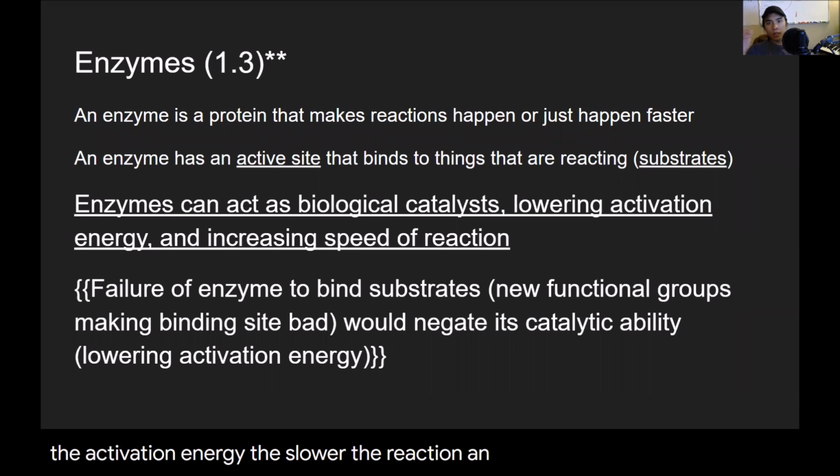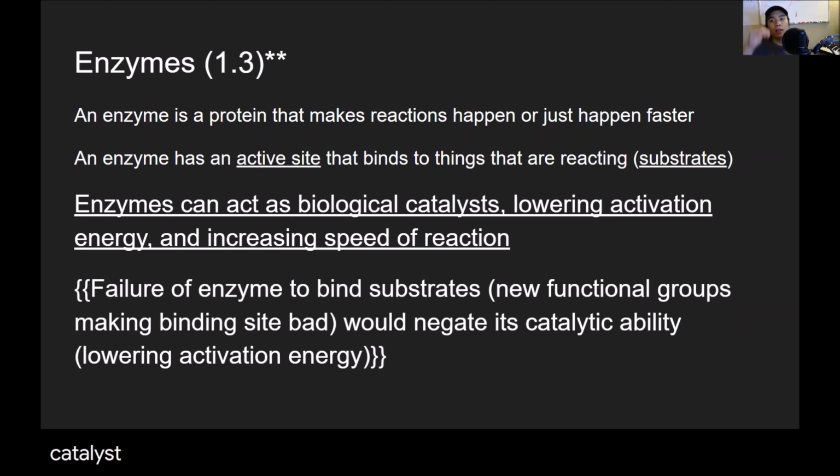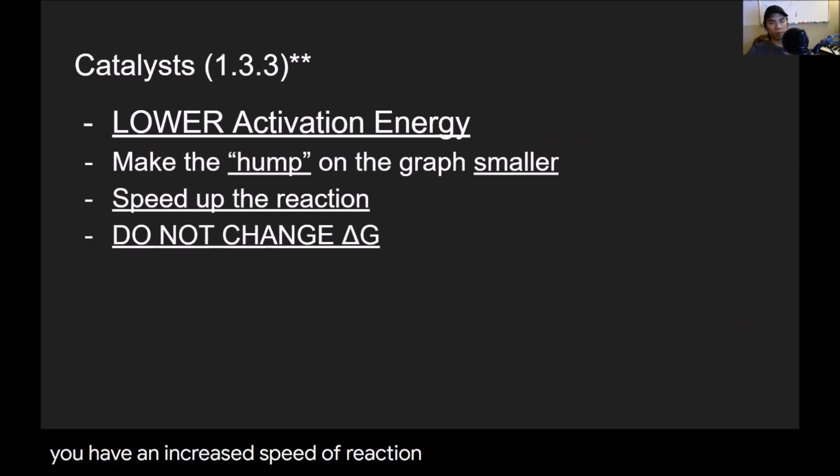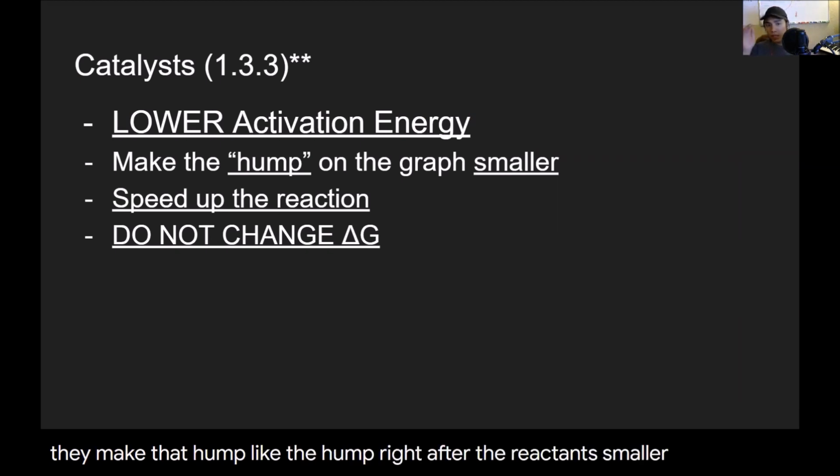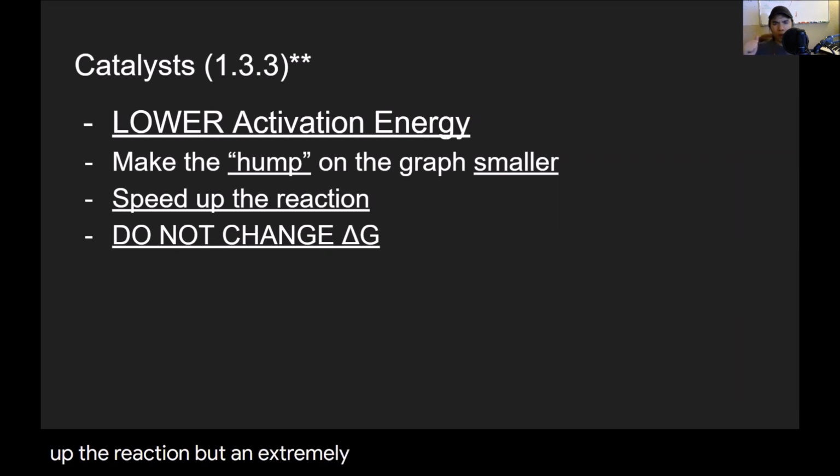An enzyme is a protein that makes reactions happen faster. Enzymes can act as biological catalysts and they lower the activation energy. And if you have a lower activation energy, you have an increased speed of reaction. So catalysts lower activation energy, and they make that hump right after the reactants smaller. They speed up the reaction, but an extremely important note is that they do not change delta G.